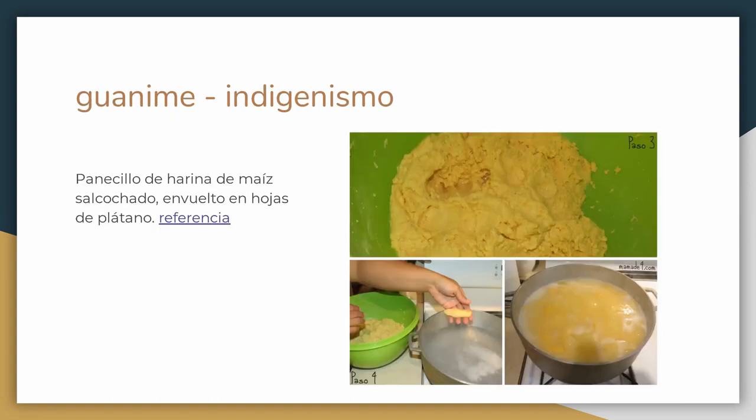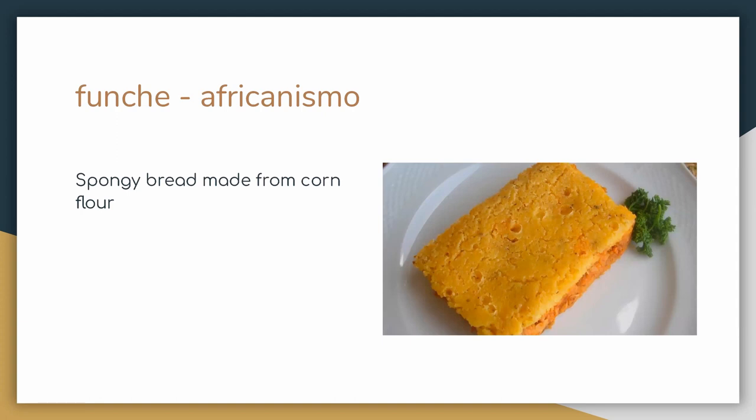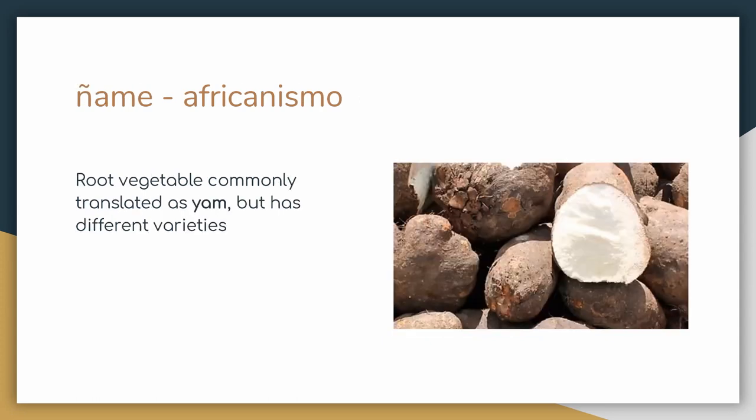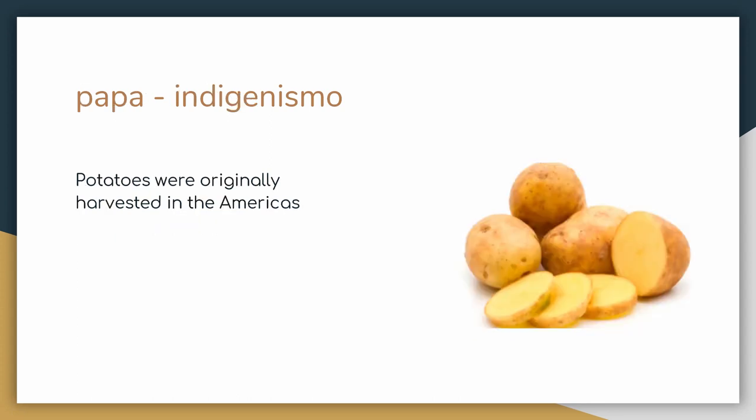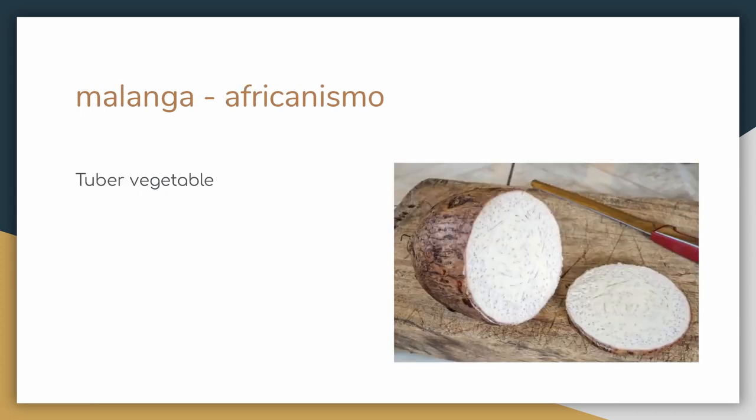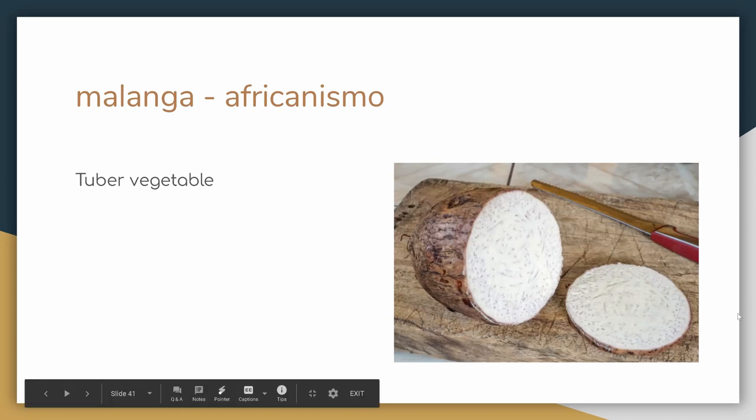Then we have another indigenous word, guanime, and this is a food that's made from harina de maíz, so this is like corn flour. Then we have funche, that's another word that comes from Africa. It's a spongy bread made from corn flour. Yame, which is a root vegetable. It's usually translated as yam, but there are many different varieties, like the picture here. It's another sort of tuber. Again, a word that comes from Africa. And then papa, which most of us know is potatoes, but these were originally harvested in America, so this is another indigenous word. And we have malanga, another tuber vegetable. A lot of tuber vegetables, but this one came from Africa.